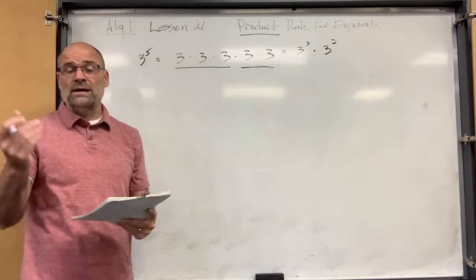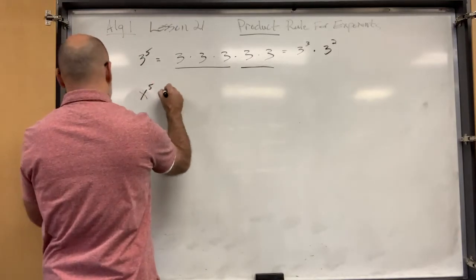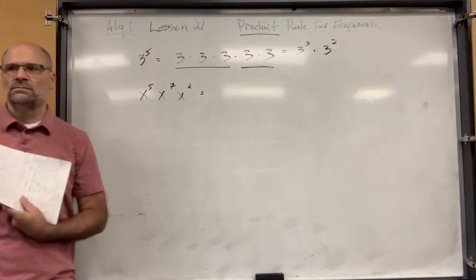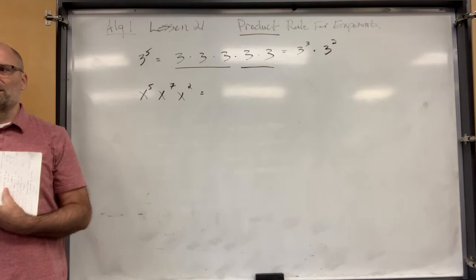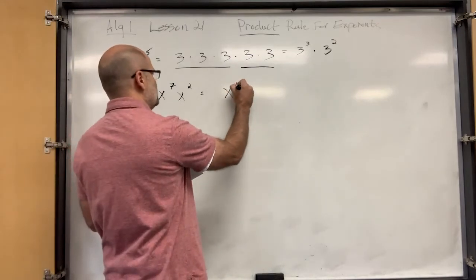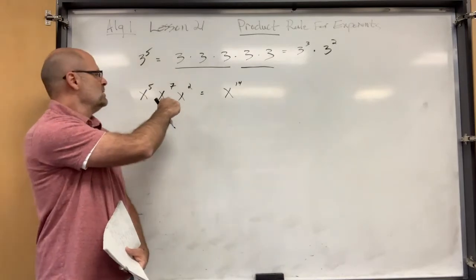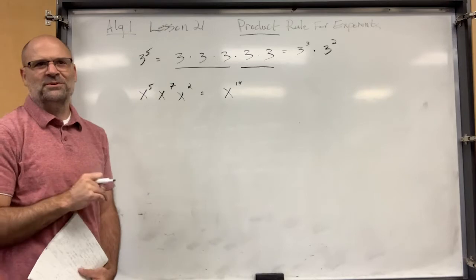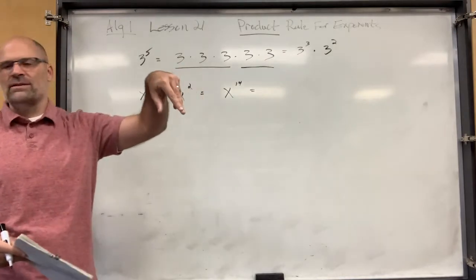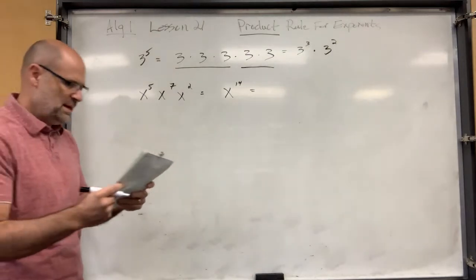Okay, so this applies to variables as well. So for example, x to the 5th times x to the 7th times x squared. What does this equal? X to the, yep. So x to the 14th, because that's just x, x, x, x, x, x, x, x, x, x, x, x, x, x. Don't say that too fast. It's awkward. If you wanted to just multiply and spell it out, you could do that. But you're just adding the exponents, right? Those are just x's.